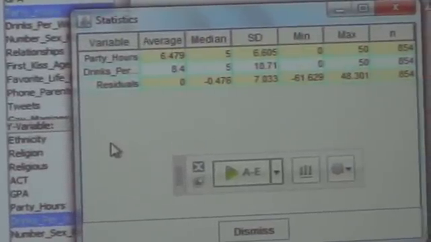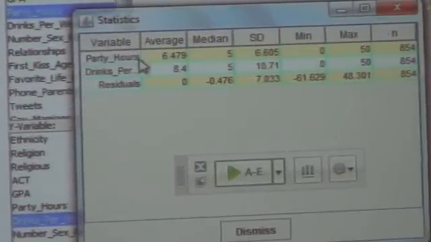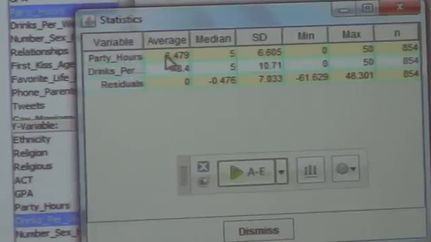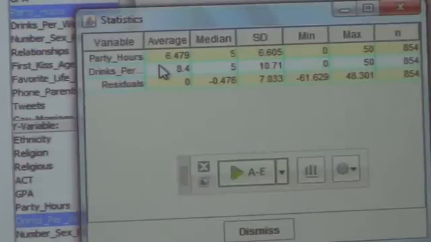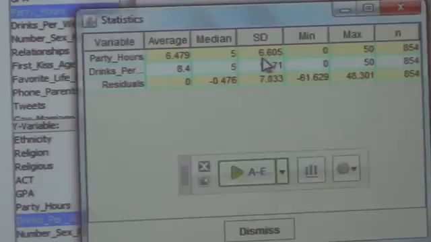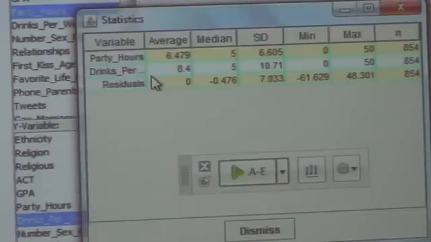For party hours, the average. There's a blank there. Let's fill it in with 6.5. Party standard deviation, 6.6. Now let's move down to the drinks line. The average. Do you want 8.4, just what it says here, or 8.5? You like 8.5? Okay, that's what the other class wanted. 8.5, and 10.7 for the drinks' standard deviation.